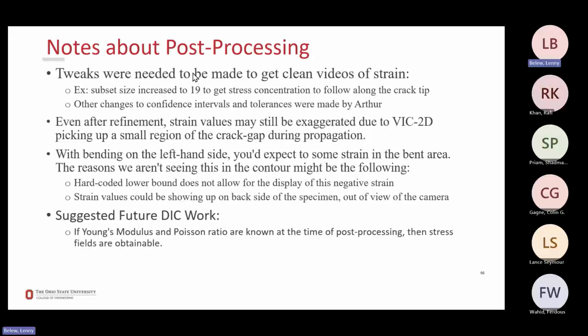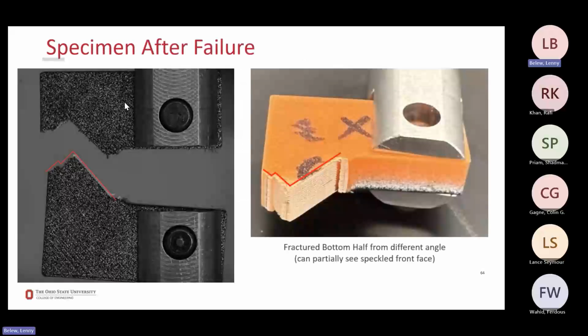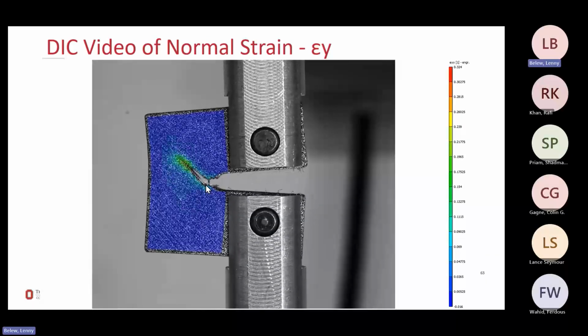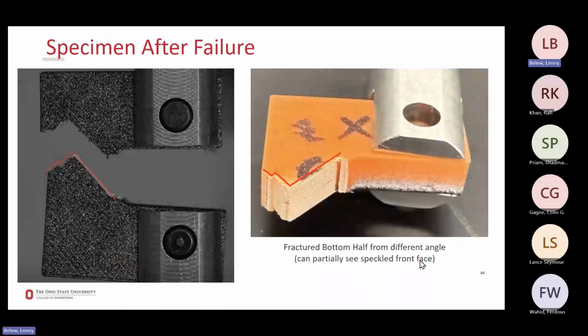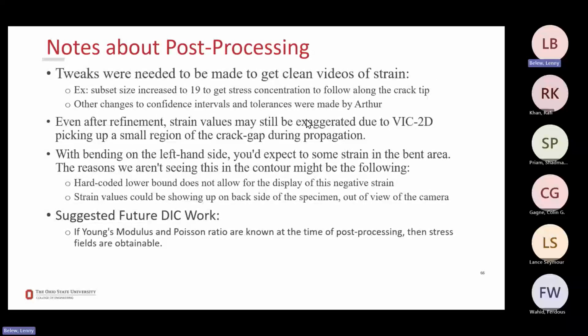Just some notes about post-processing. Like I said earlier, some tweaks were definitely needed to get clean videos of strain. Prior to the tweaks, we actually were picking up the entire crack all the way down to the start of it. So we were getting some pretty crazy values. But thankfully, Artur got us in a pretty good spot with our videos. Just one example is we increased our subset size to 19 to get stress concentrations to fall on the crack tip. A lot of other changes were made in confidence intervals and tolerances, but we're pretty happy with how the videos turned out.